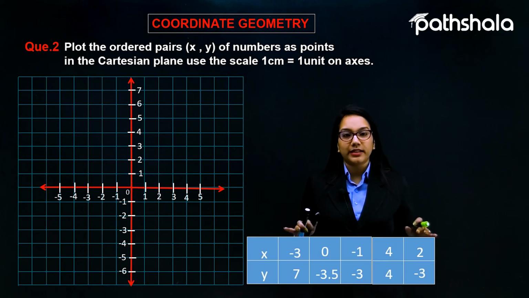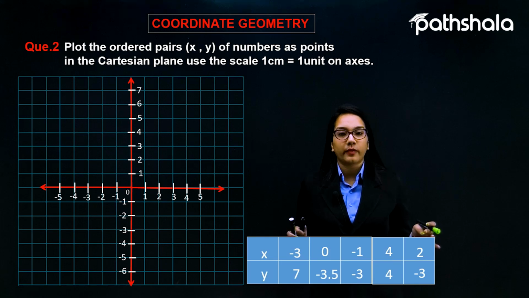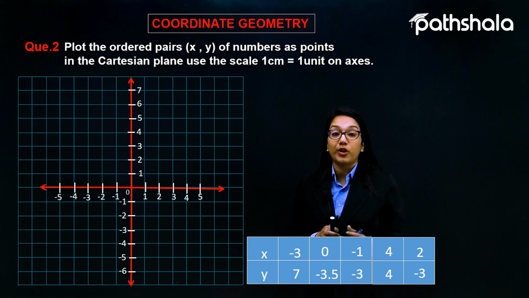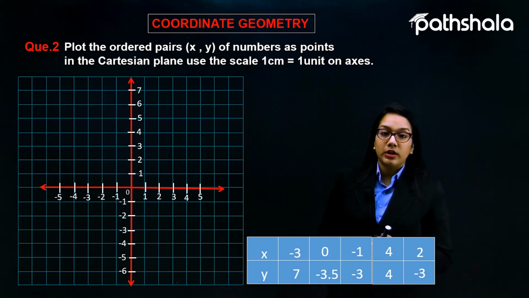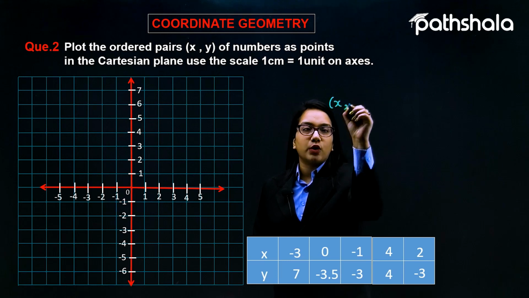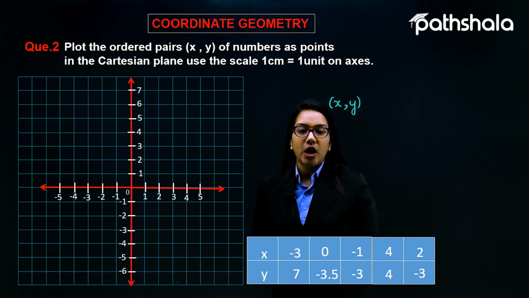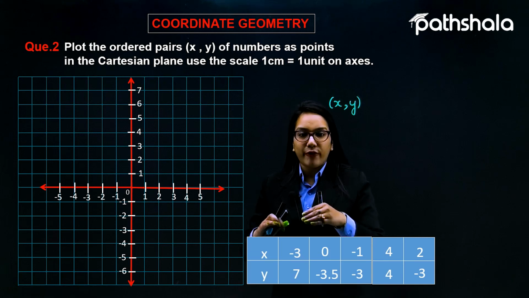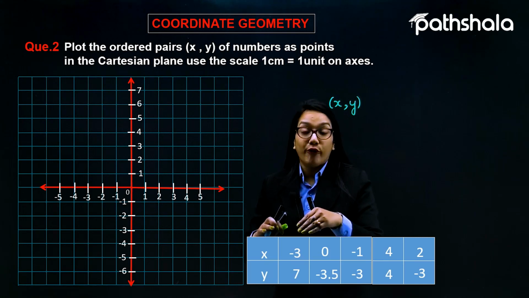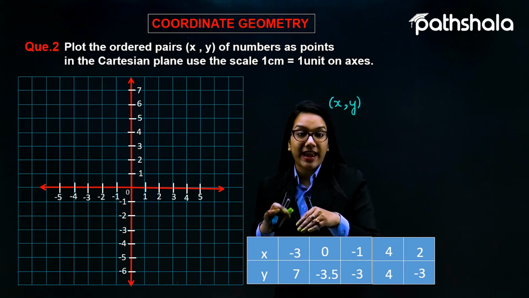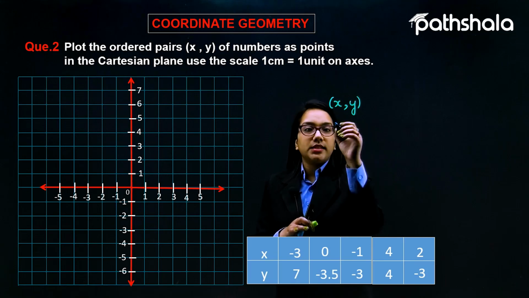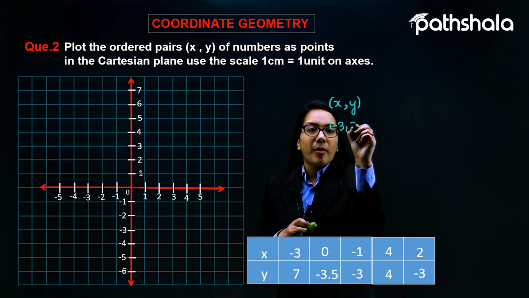So all of these are the ordered pairs, as we are all aware, that any pair x comma y is said to be ordered if it follows a specific order. So let us first talk about the x comma y ordered pair. As we can see in this table, for x as -3 we have y as 7. So the very first ordered pair is -3, 7.